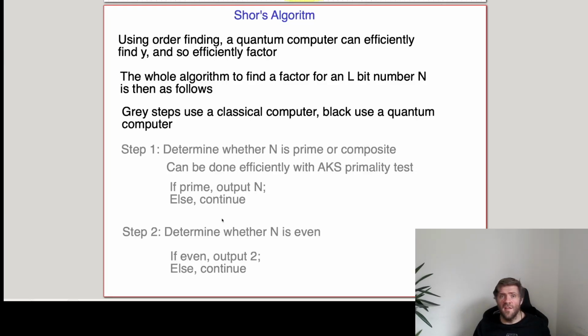So that's all we need for Shor's algorithm. So let's just go through the steps of Shor's algorithm. In this, the grey steps are ones that only use a classical computer, and the black ones are the ones that use a quantum computer.